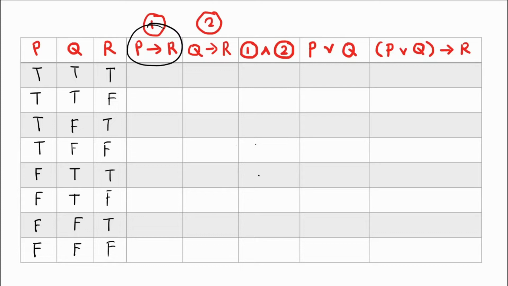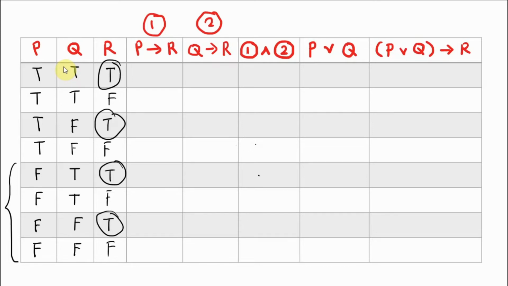Enter values for the P implies R column. The P implies R column uses implication. Therefore, if the P column value is false or the R column value is true, then the P implies R column value is true. Otherwise, it is false. Enter true when P is false or R is true. Else enter false.